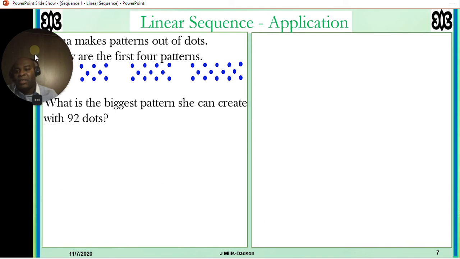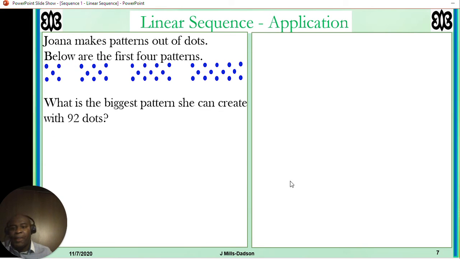Let's look at application or real life situation. We have a situation where Joanna makes patterns out of dots. Below are the first 4 patterns. So we have pattern 1, 2, 3, and 4. And the question is, suppose Joanna has 92 dots. What is the biggest pattern she could create?